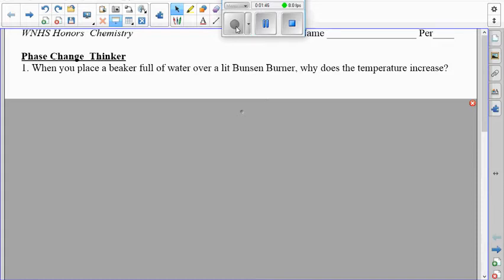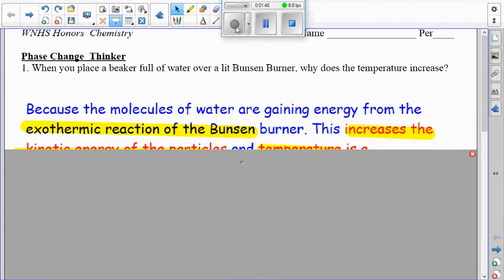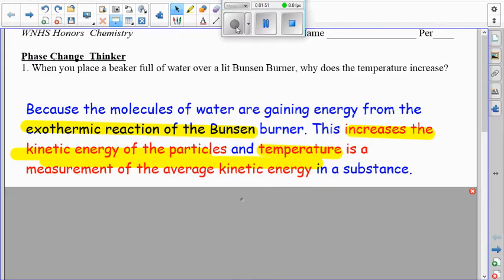Now, what I wrote here, you do not need to write this down, okay? I wrote something to this effect where I'm trying to highlight the important stuff. Because the molecules of the water gain energy, the exothermic reaction of the Bunsen burner, blah, blah, blah. This increases the kinetic energy of the particles, aka the temperature, the measurement of the average kinetic energy.